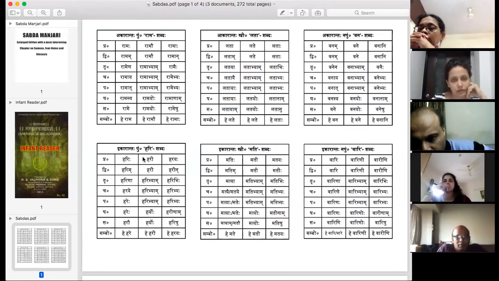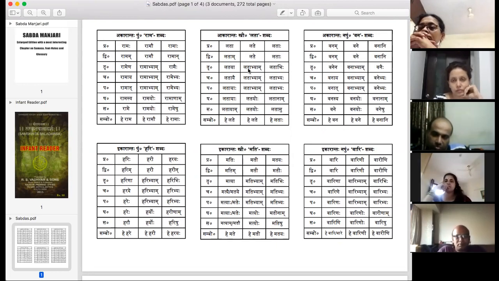So Ikarantaha, Pullingaha, Hari Shabdaha, Harihi, Hari, Harayaha, Harim, Hari, Harin, Harina, Haribhyam, Haribhihi, Haraye, Haribhyam, Haribhyaha, Harehe, Haribhyam, Haribhyaha, Harehe, Haryoho, Harinam, Harau, Haryoho, Harishu, He Hare, He Hari, He Harayaha. So this is how you continue. And then you go to Akarantaha, Strilingaha, Lata Shabdaha. This one.